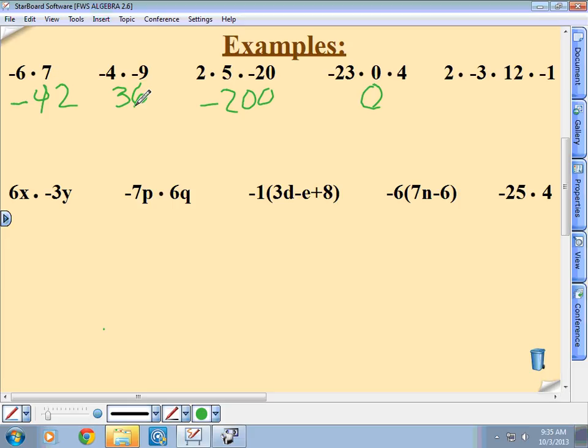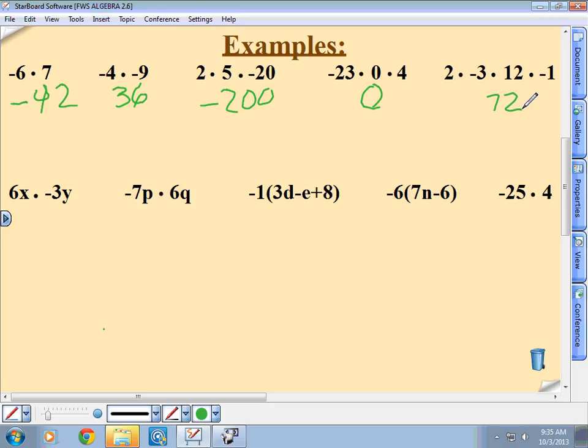So 2 times 3 is 6. 6 times 12 is 72. How many negatives do you have? Is that an even or odd number? It's an even number, so that means it's going to be positive. Positive 72.